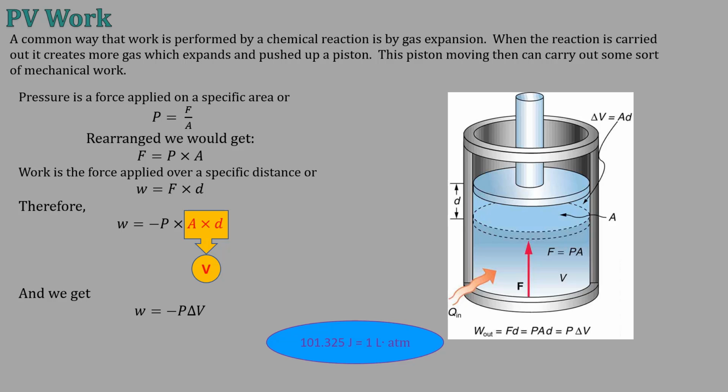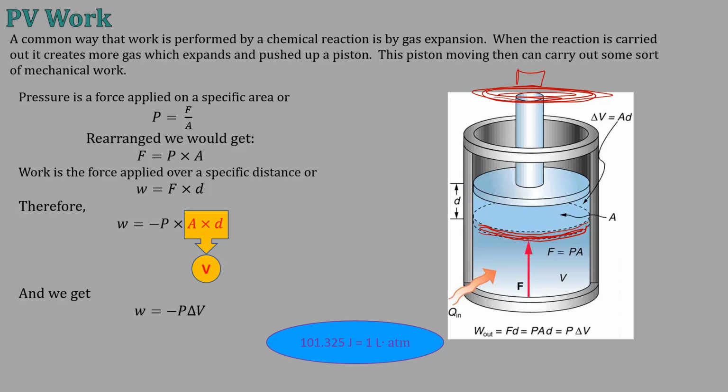So a common way that work is performed by a chemical reaction is by gas expansion. All right, and when the reaction is carried out, it creates more gas, which expands and pushes up a piston. So I have this picture here, and basically something is happening inside of this, and this is where the piston started. And then it pushes it up because more gas is forming in here. So if there's something up here, a plate that has a block on it or whatever, it can push it up and move it and perform some sort of mechanical work. It's a lot of the way our cars work, the engine in the car.